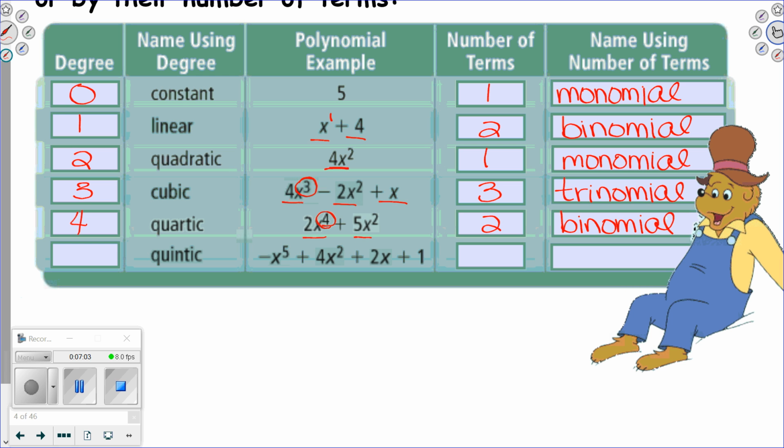All right, and the next one, quintic, the highest one is a 5. I don't have a great way to remember that one other than like quintuplets. That's 5 babies. It's not a great way to remember it though. I guess by default, that's the other one, right? Quintic is 5. How many terms does this one have?